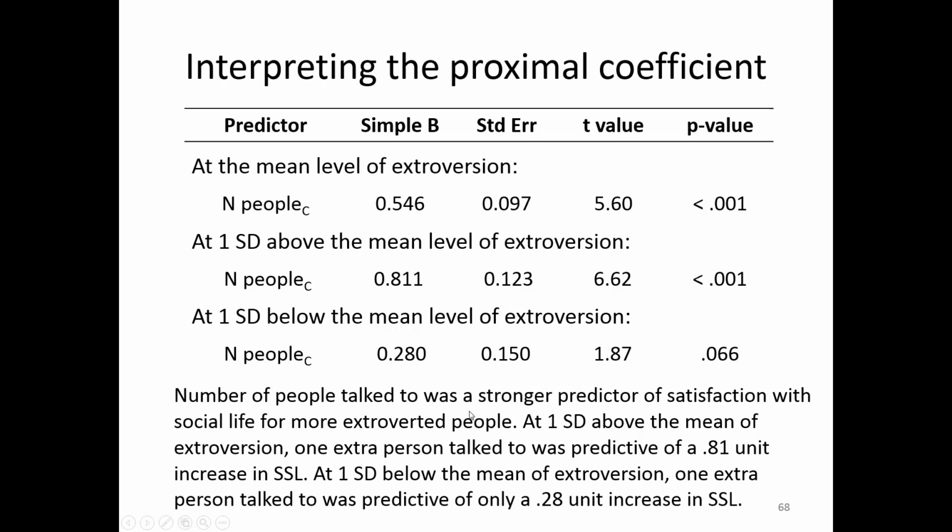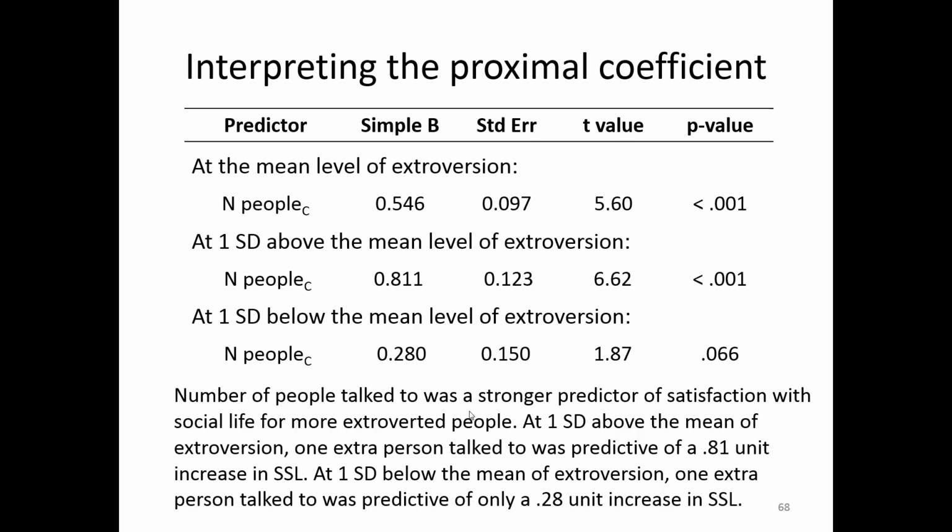So if we were writing this up, we could say number of people talked to was a stronger predictor of satisfaction with social life for more extroverted people. At 1 standard deviation above the mean of extroversion, 1 extra person talked to was predictive of a 0.1 unit increase in satisfaction with social life. But at 1 standard deviation below the mean of extroversion, 1 extra person talked to was predictive of only a 0.28 unit increase in satisfaction with social life.